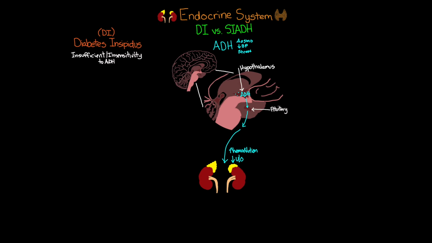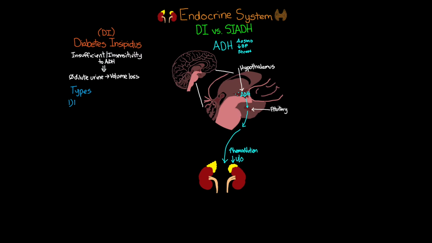And so again, since ADH prevents our diuresis, if we don't have enough of it or we're not responding to it, this is going to lead to an inability to dilute our urine and ultimately a volume loss. And this is the big problem that we see in DI, and this can really complicate the course for our patients in the ICU because it can cause this acute, life-threatening fluid and electrolyte disturbance on top of whatever else is going on with them.